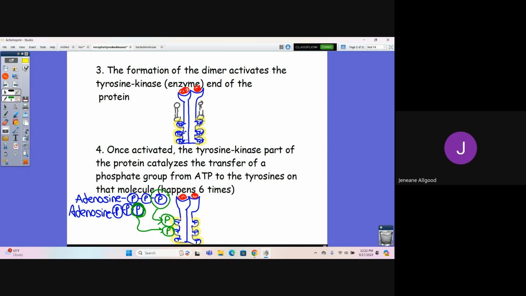So when we call it a tyrosine kinase, the kinase is removing the phosphate groups from the ATP, but the tyrosine part tells you what protein or amino acid you are adding the phosphate groups to. So I'm not going to write all those ATPs, but I am going to put a phosphate group on each one. So this would have cost me 6 ATPs to do this step.